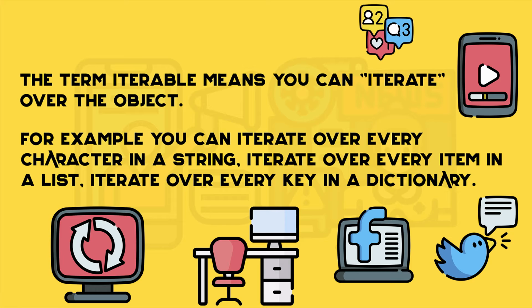So for example, you can iterate over every character in a string and do something for every character, like print it out to the screen or drop it from the string or something silly like that. Or maybe you can iterate through every item in a list and do something with it, or iterate over every key in a dictionary and do something with it.